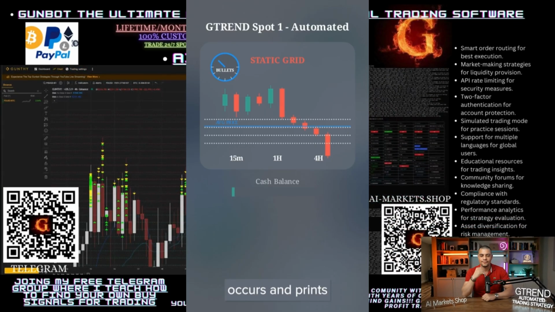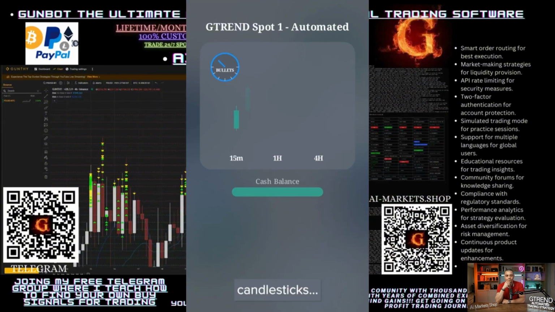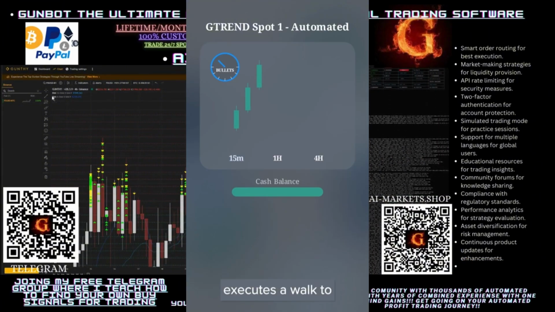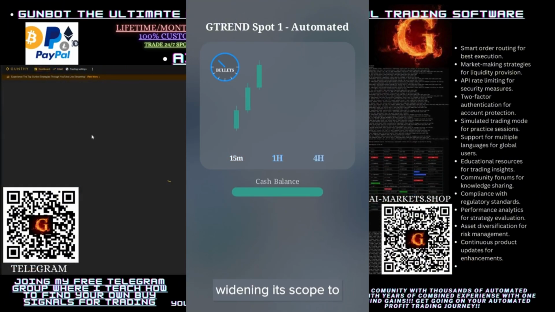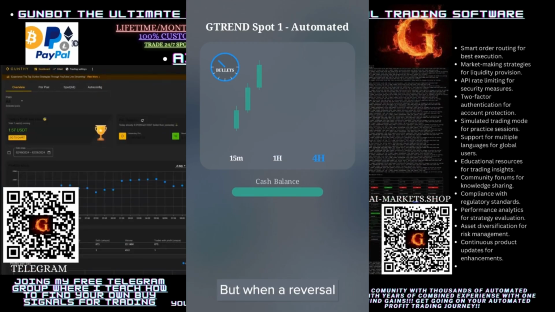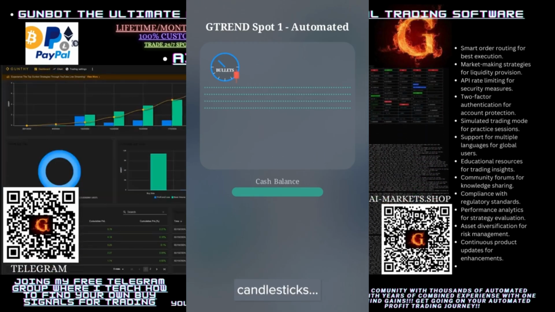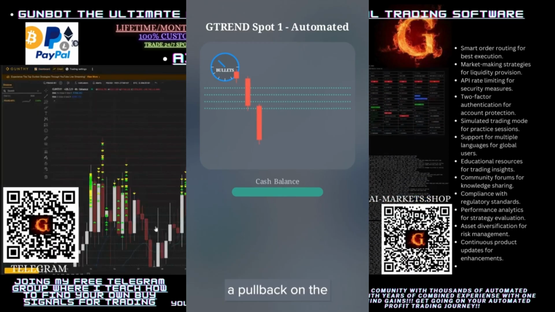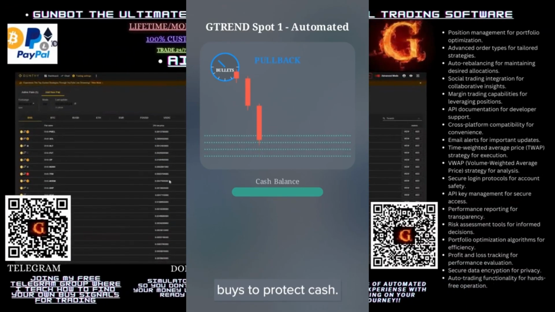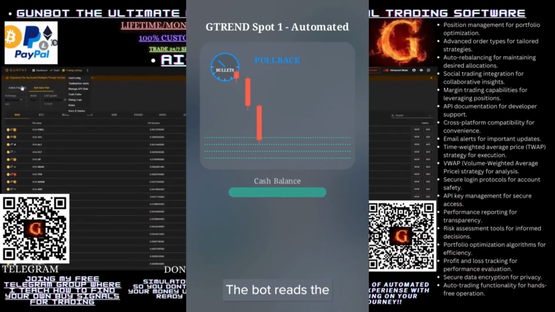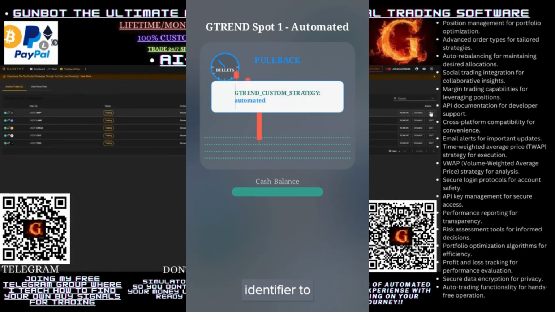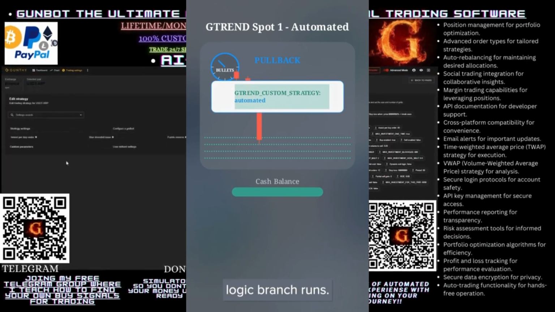However, when a strong trend occurs and prints consecutive bullish candlesticks, the system executes a walk to higher timeframes, widening its scope to ride the momentum. But when a reversal occurs and prints massive bearish candlesticks, the system executes a pullback on the entry grids, halting aggressive buys to protect cash. The bot reads the Gtrend custom strategy identifier to guarantee this exact logic branch runs.